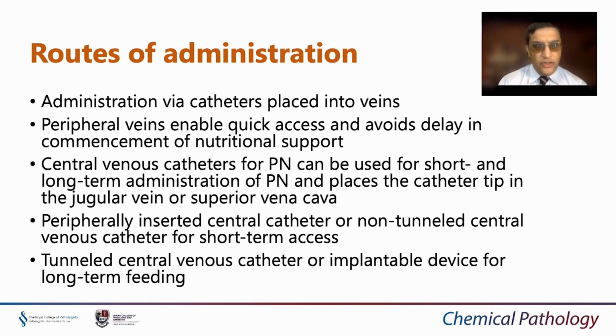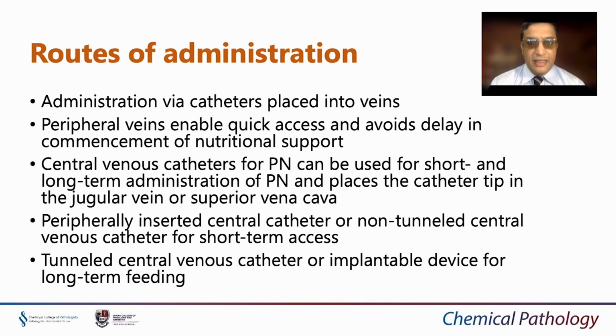Routes of administration. Parenteral nutrition can be administered via catheters that are placed into veins. The veins may be peripheral or central. Peripheral veins allow for quick access and avoid delays. However, it can be challenging to introduce nutritionally appropriate support peripherally. Patients may also develop phlebitis with high osmolar solutions or high volume solutions.